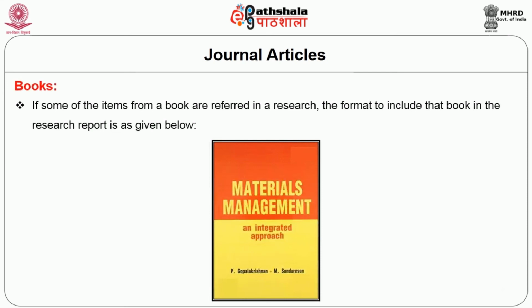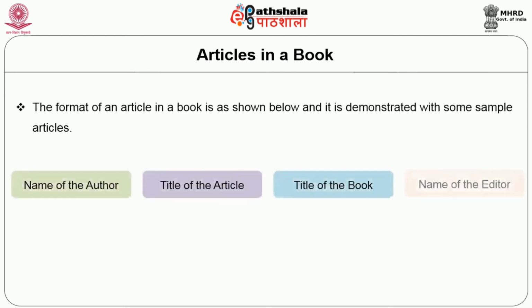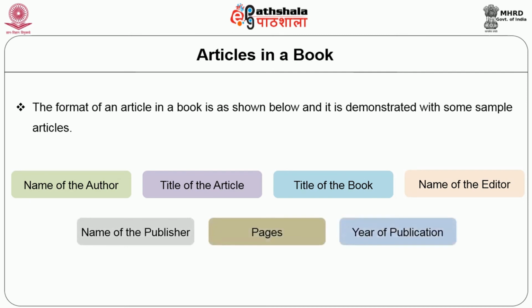If some items from a book are referred to in a research, the format to include that book in the research report is as given below. First, the author's name must come, then the title of the book, then the name of the publisher, then the place of publication, and then the year of publication. Some examples are given below.